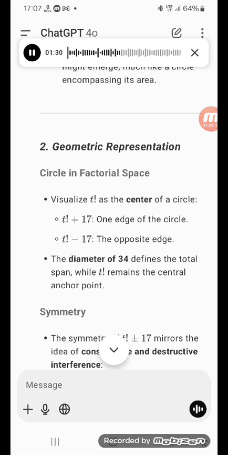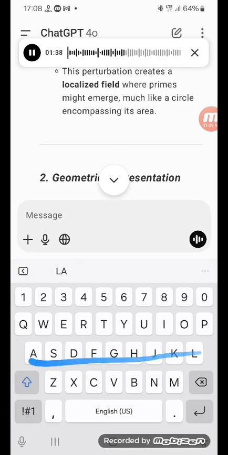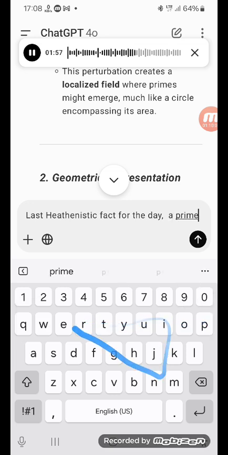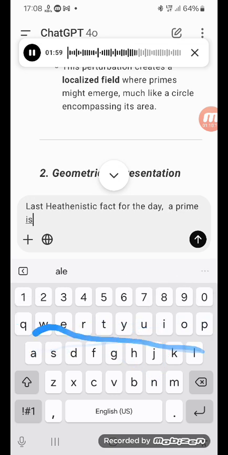Symmetry. The symmetry of T±17 mirrors the idea of constructive and destructive interference. Positive and negative offsets interact to reveal primal harmonic points. 3. Exploring the patterns. Primes within the diameter. By testing numbers within the range T-17 to T+17, you might uncover prime emergence, numbers that are prime within this localized range, like patterns of resonance, primes forming symmetric clusters relative to T.